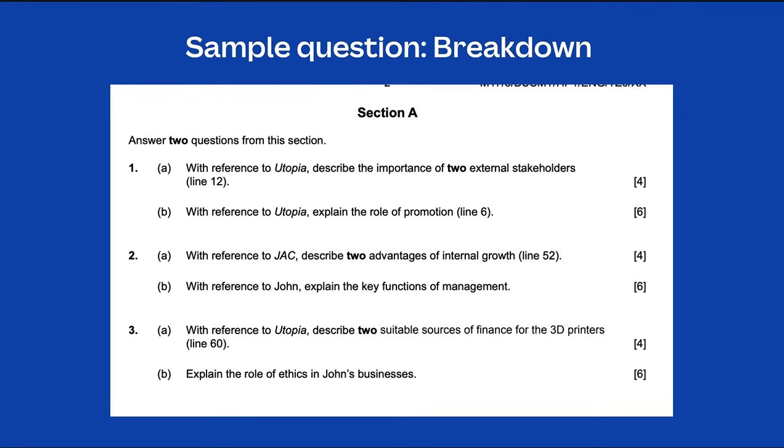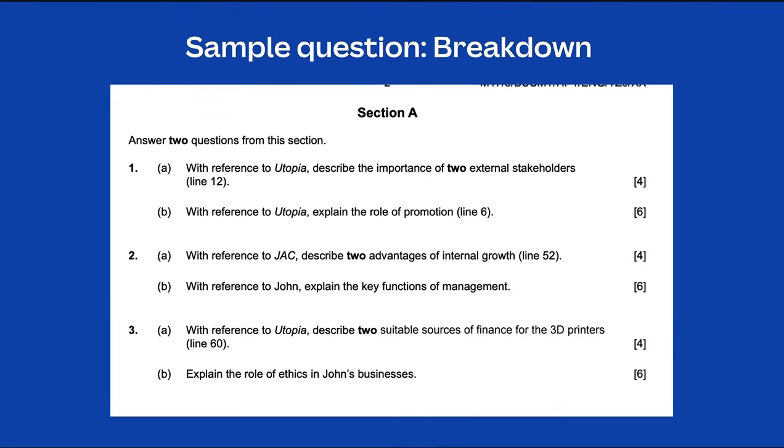Now I'm going to explain question 3 as well, but again you only select 2, so don't really bother writing an analysis for all 3 when you're only selecting 2. For question 3A, which has described 2 suitable sources of finance for the 3D printers in line 60, you want to start off by first stating the 2 suitable sources of finance, describing them, and then connecting it back to the case study. Here, in case of the 3D printers, so connect it back.